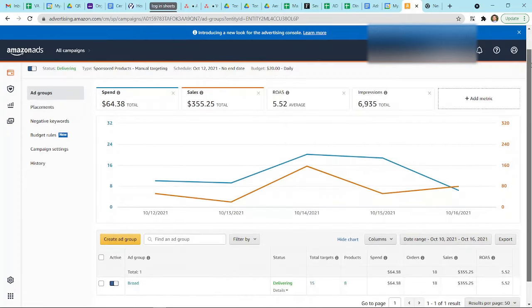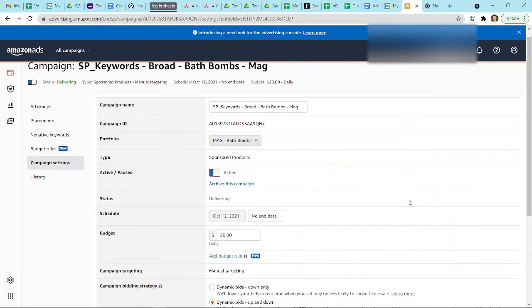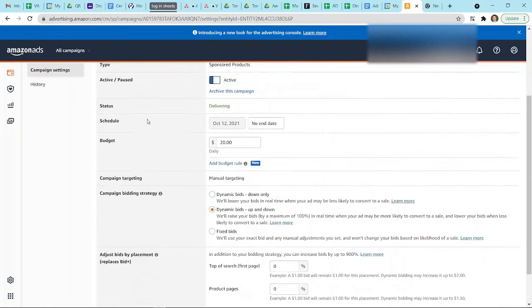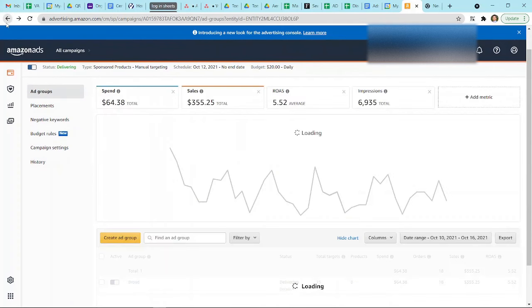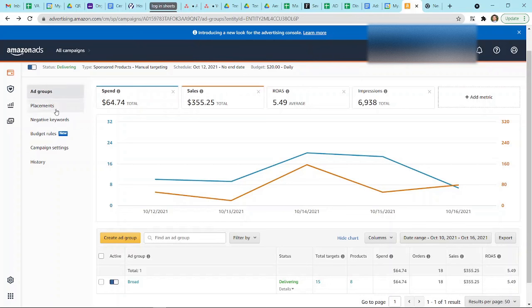Okay, so this looks like a broad match keyword target. Again, I'm going to jump into settings. $20 budget, all that looks good. You can add budget rules too. I usually think in the beginning to leave that alone. That's sort of like phase 2, 3 once you've had 90 days, 180 days of data.